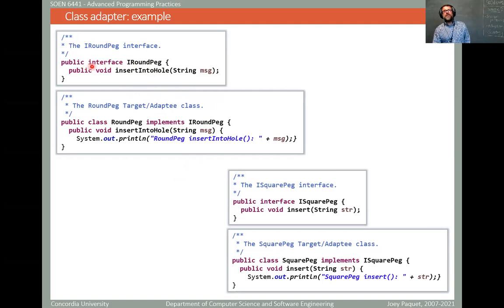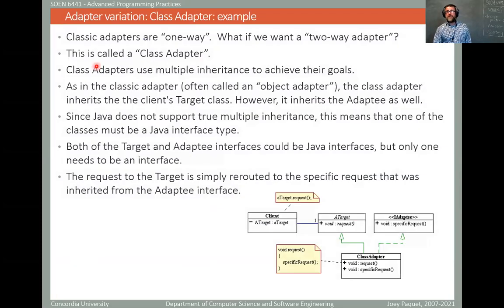So here, essentially, I want to connect either a round peg into a square peg or a square peg into a round peg. So following my design here that I've explained, I will have my target, which is the square peg, and then I want to actually be able to connect a round peg into my square hole. So then I will have this class here, and then this adapter here is going to be a subclass of this class here.